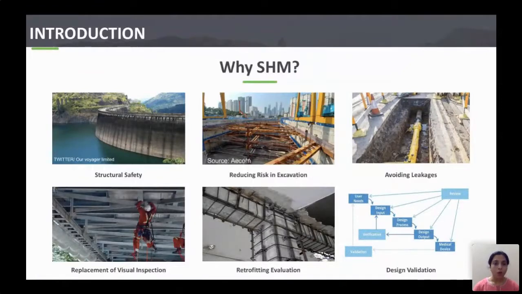If you want to talk about structural safety, the answer is SHM. If you want to reduce the risk during excavation, you should go for SHM. For avoiding leakages in pipe structures, it is required. Definitely, it's a replacement for visual inspection, which can sometimes be very risky and even impossible in inaccessible regions. For retrofitting evaluation, this is required. And finally, for design validation, SHM is a must.